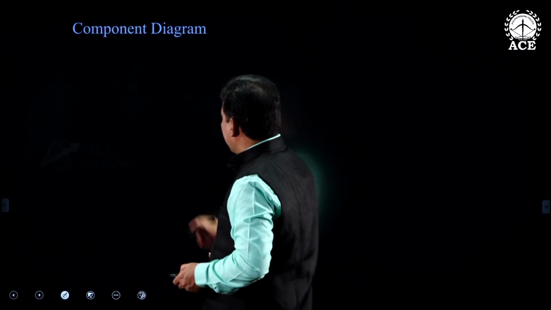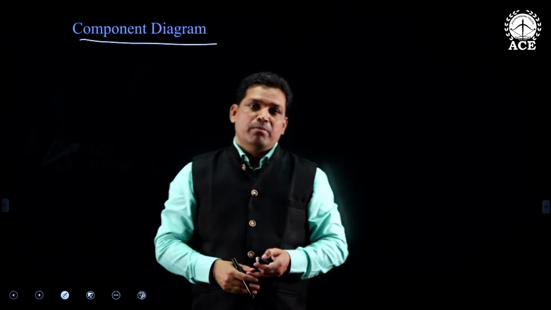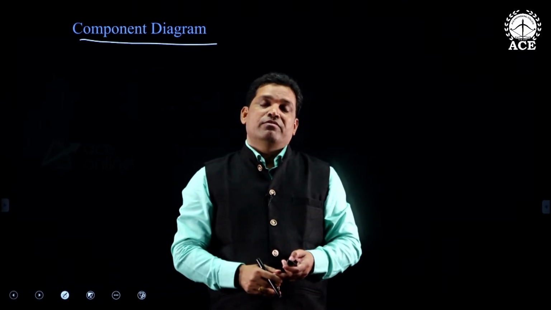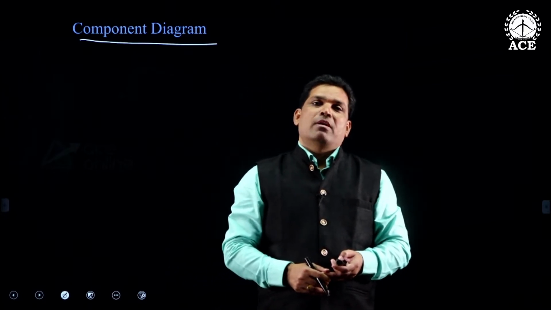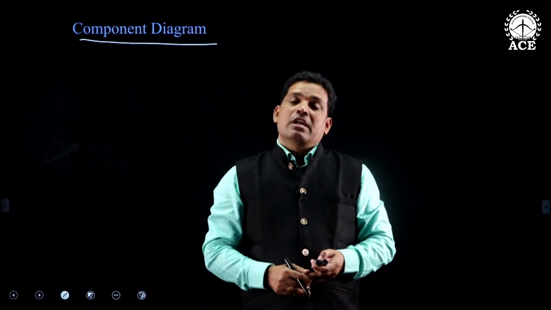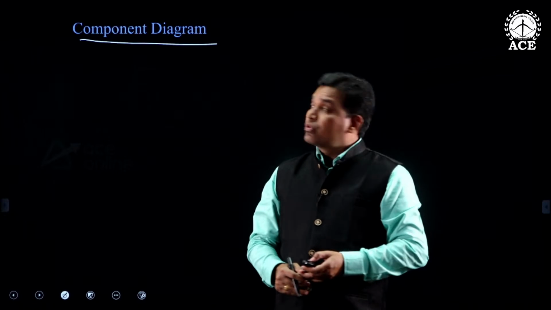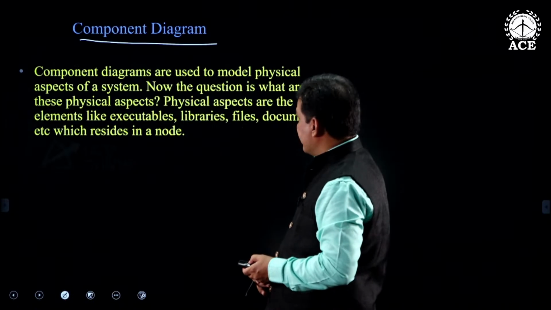Coming to the component diagram. What is the importance of a component diagram? First of all, what does a component represent? A component represents a physical aspect of a software system. A physical, replaceable part of a software system is called a component. Examples of components are executable files, libraries, and documents. So a component diagram is used for modeling the physical aspects of a software system.